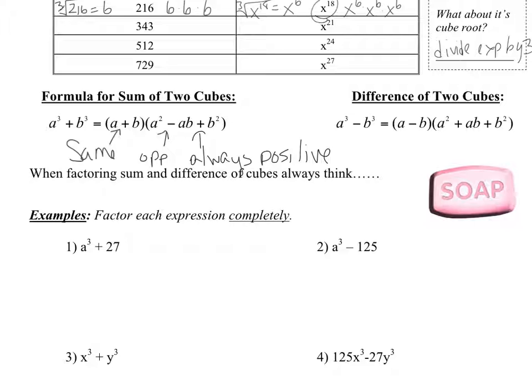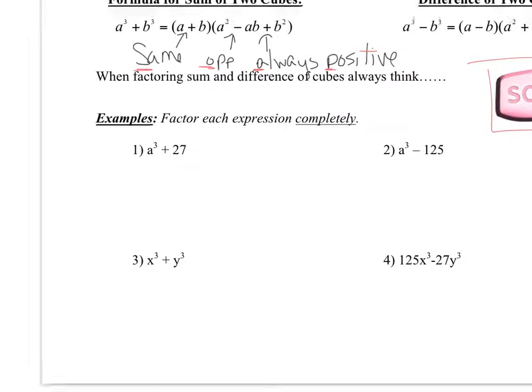Okay, so that's where we get the SOAP from. Same, opposite, always positive. So when you're doing sum and difference of cubes, we're going to figure out how to get the numbers and the terms there, but the signs are same, opposite, always positive. Okay, so here, that's negative. So this is same as whatever that is. This is opposite, and that's always positive every time. So if you wanted to multiply them out to check them, everything kind of cancels out in our boxes.